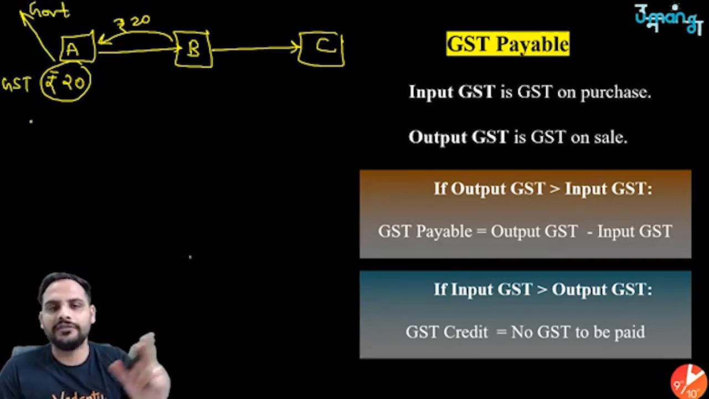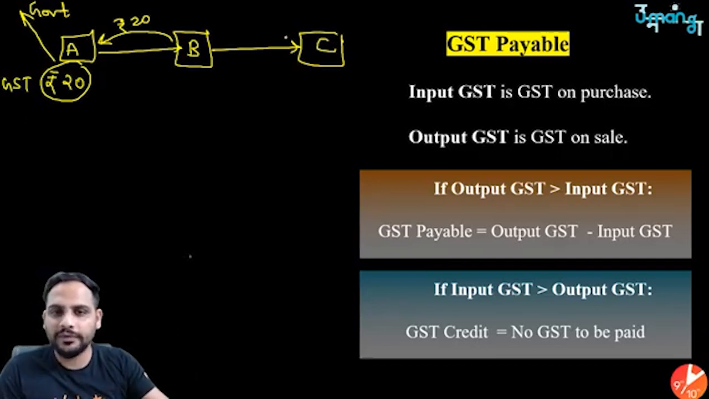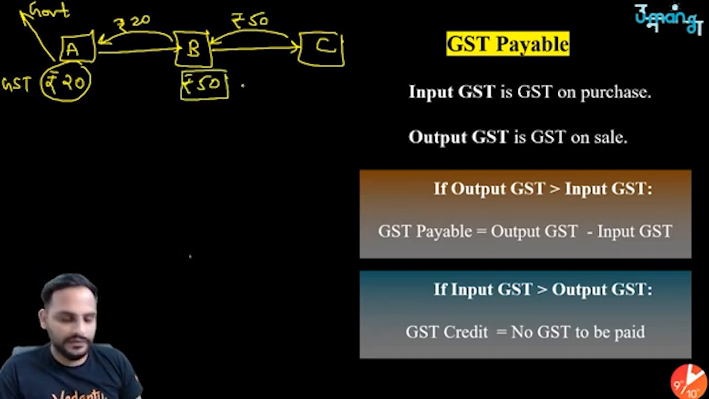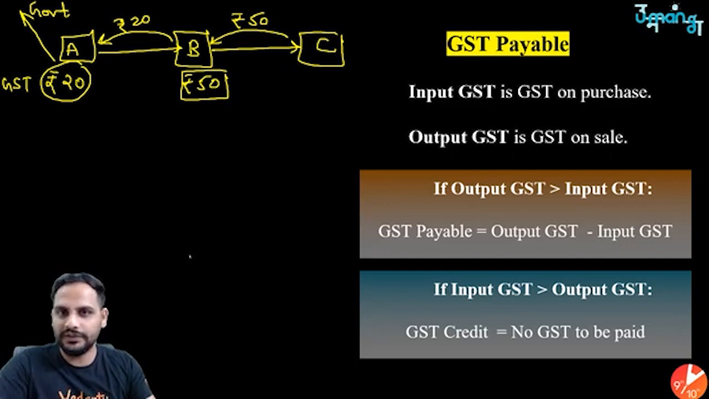Now B has sold it further to C. Suppose C has paid rupees 50 as GST. Now here, you will think, okay sir, now B will give rupees 50 to the government. No, that is not true. B will not give rupees 50 to the government.